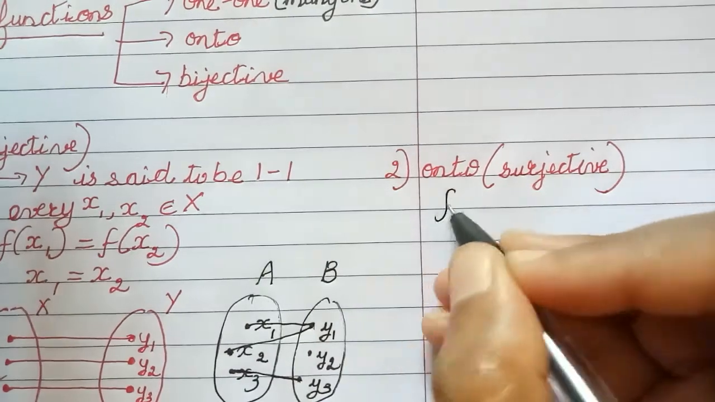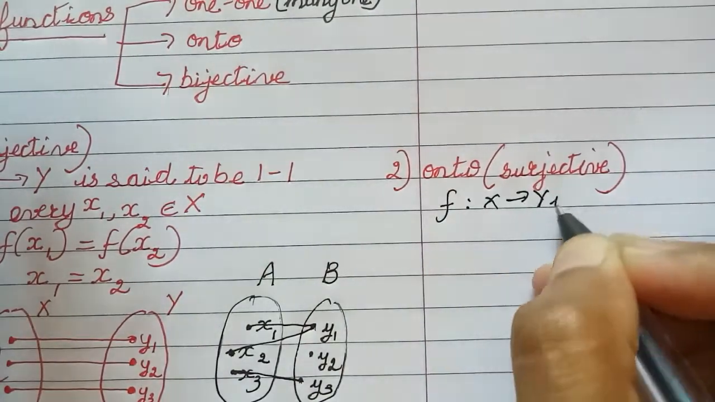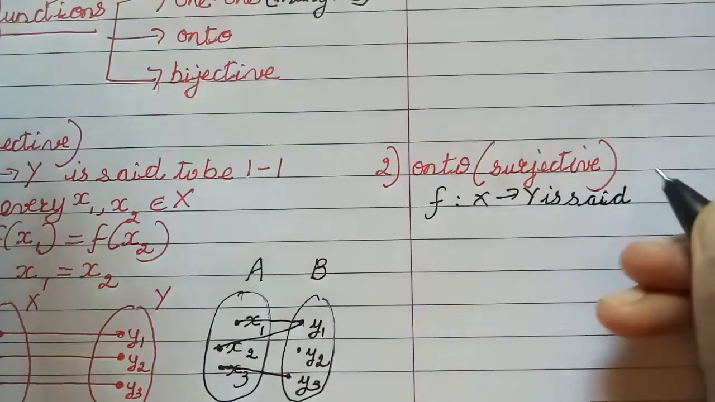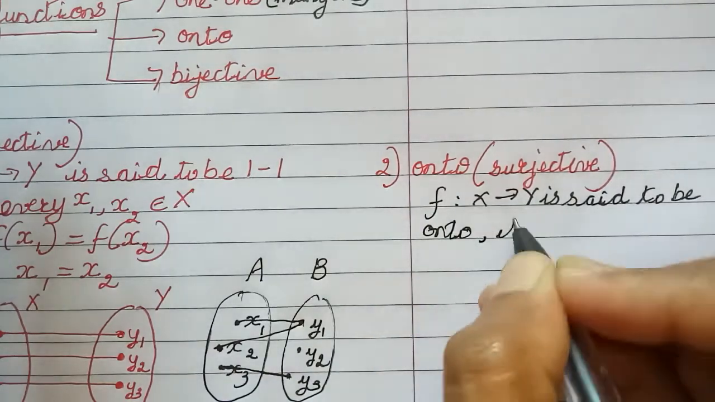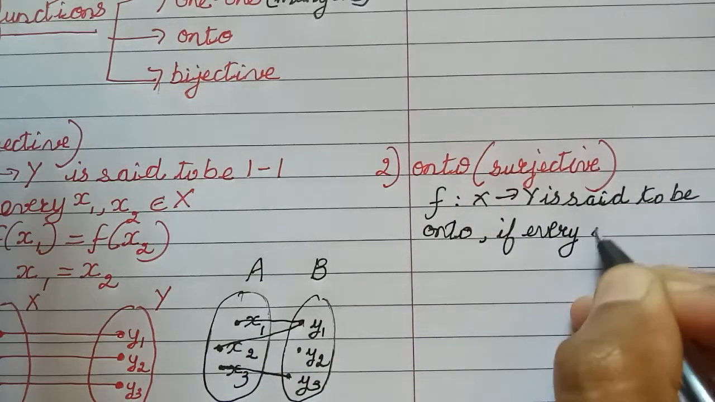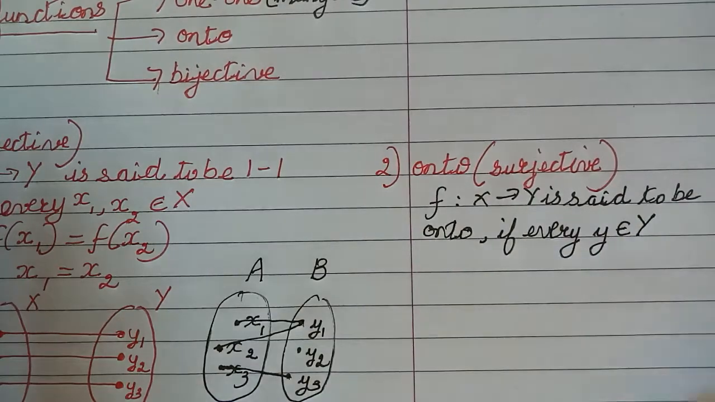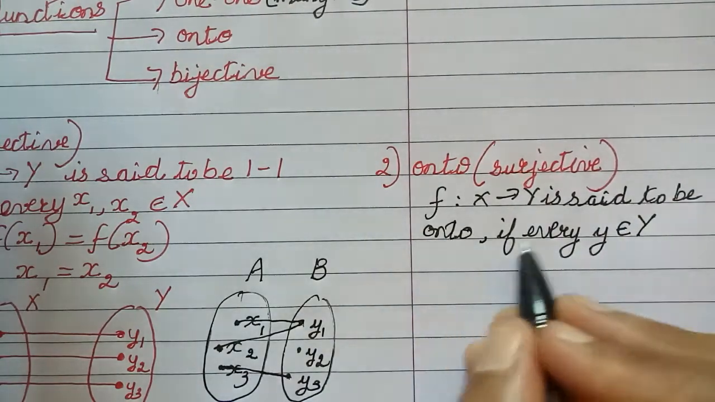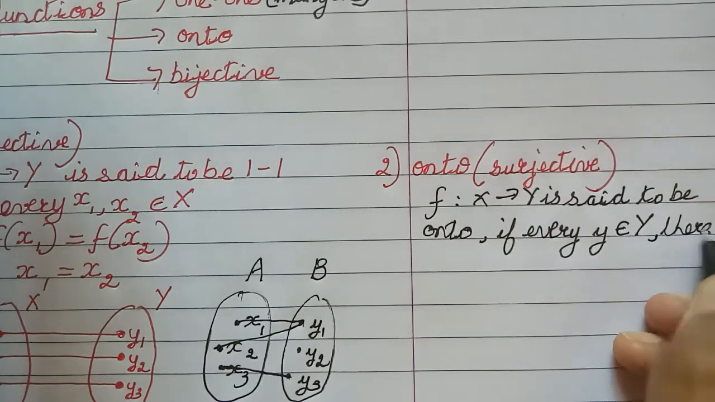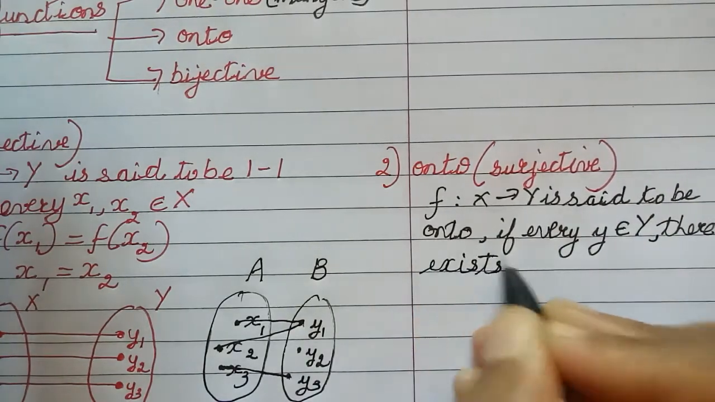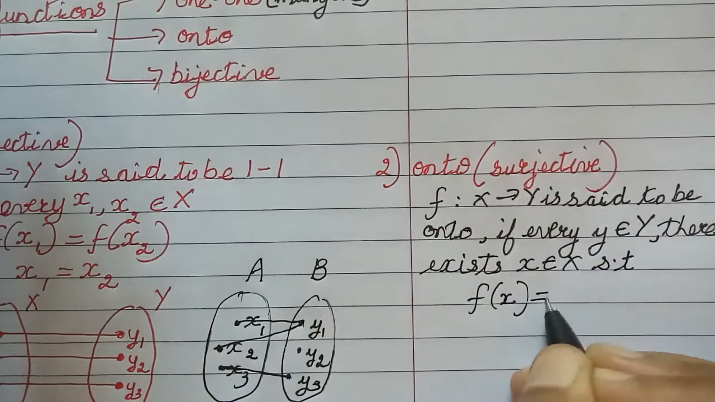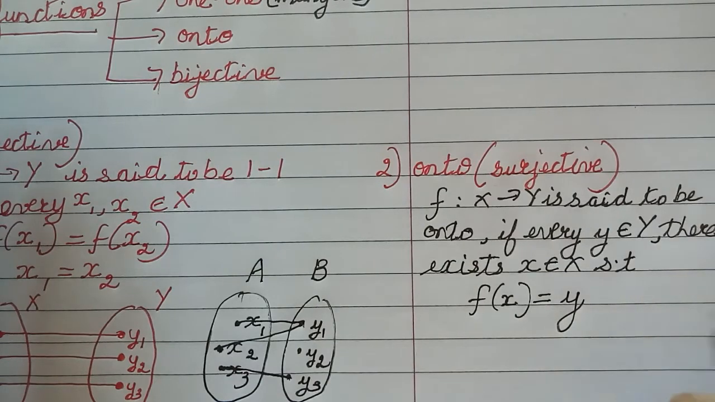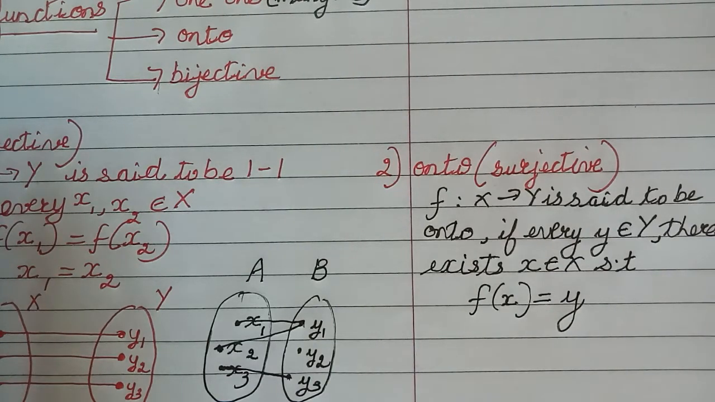So again, a function f from X to Y is said to be onto if for every y belonging to Y there exists x belonging to capital X such that f of x is equal to y. That means every element in your set Y will have a pre-image, as simple as that, right?